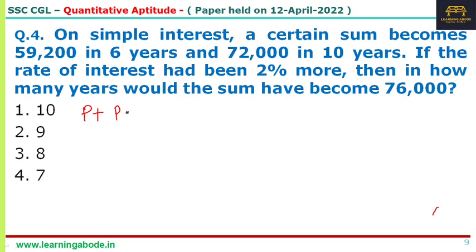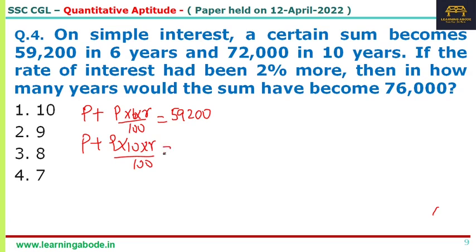So PNR by 100, right? P into 6 into R by 100, so 6 years interest. Now that's equal to 59,200. Similarly, 10 years interest, principal plus interest, if you see, it is 72,000. Now if you take this as equation 1 and this as equation 2, if you subtract 1 and 2, what you get is 4 years of interest alone.